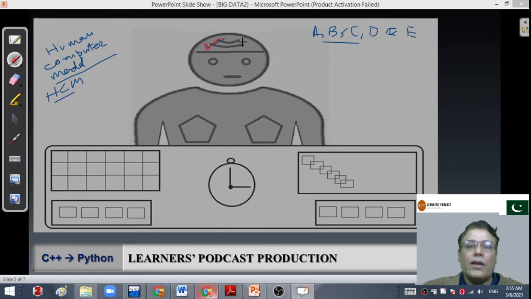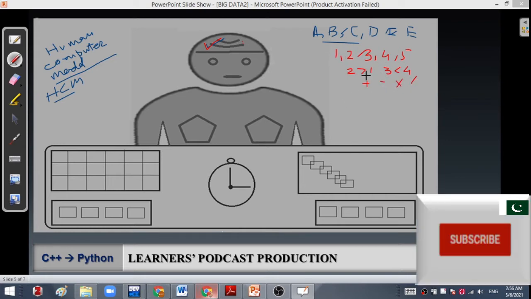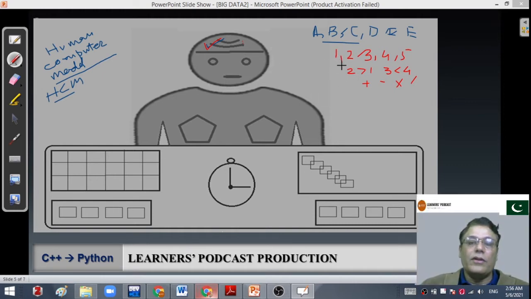For example, you can say this computer also has that basic functionality. It has the ability to understand what 1 is. It understands the difference between 1, 2, 3, 4, 5. It understands that 2 is greater than 1 and 3 is less than 4. You got my point? It knows how to do basic arithmetic operations like addition, subtraction, multiplication and division. So this person knows how to do these basic mathematical operations. It knows what the different numbers are, and which is greater than and which is less than. It means it can perform arithmetic and logic operations.